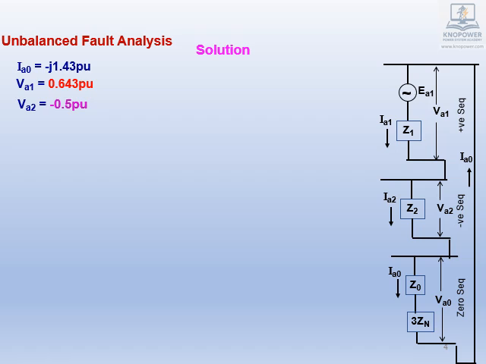In the previous slide, we calculated in per unit. IA0 equals minus j1.43. VA1 equals 0.643. VA2 equals minus 0.5. Let us now calculate zero sequence voltage VA0, which equals minus IA0 into Z0. Z0 is j0.1 and Zn is 0, as neutral is solidly grounded. Evaluating the expression, VA0 equals minus 0.143.